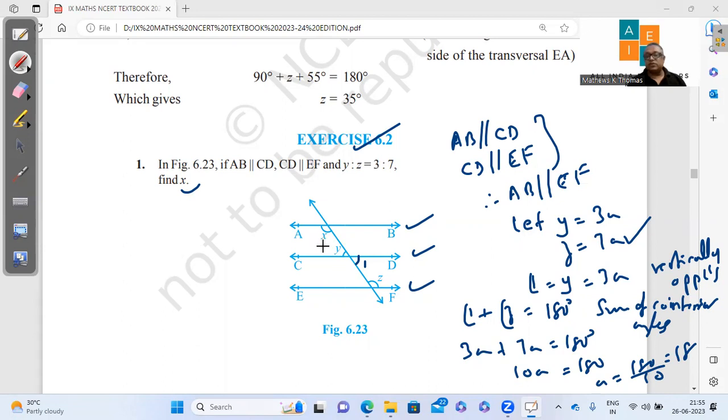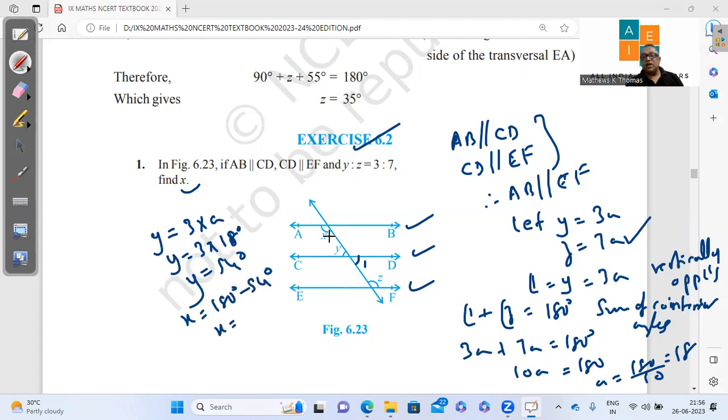And the question is now find X. So we have found out A as 18. Now, if A is 18, the value of Y will be 3 times A. So Y will be 3 into 18. So Y value will be 54 degrees. Now, once we know Y is 54, we know that X will be 180 minus 54. So we get angle X as 126. So the value of X will be 126. So this is how we find X.